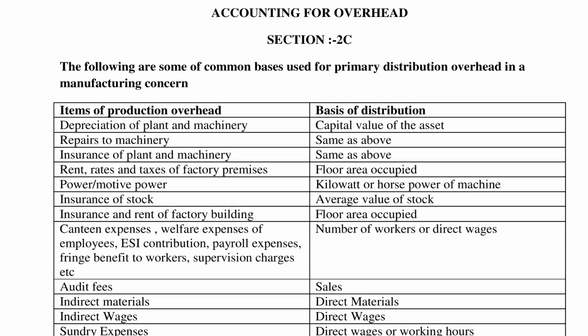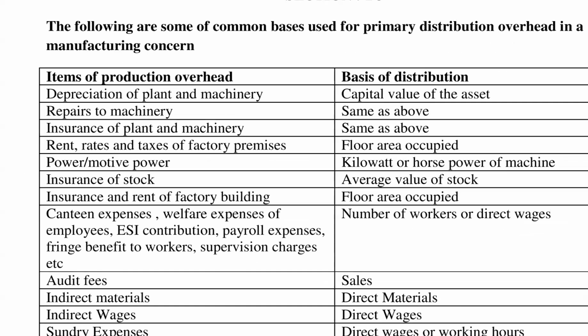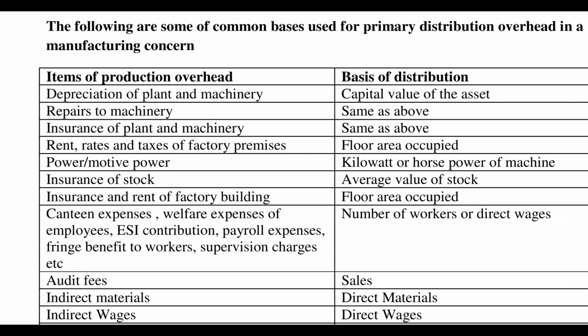Right. So the following are some of the common bases used for primary distribution of overhead in a manufacturing concern. Now, let's pay attention to these. These are the bases of apportionment presented before you. On the left side, the first column, we have the items of production overhead. Then on the other side, we have the basis of distribution, or the basis of apportionment. So let's start with number one.